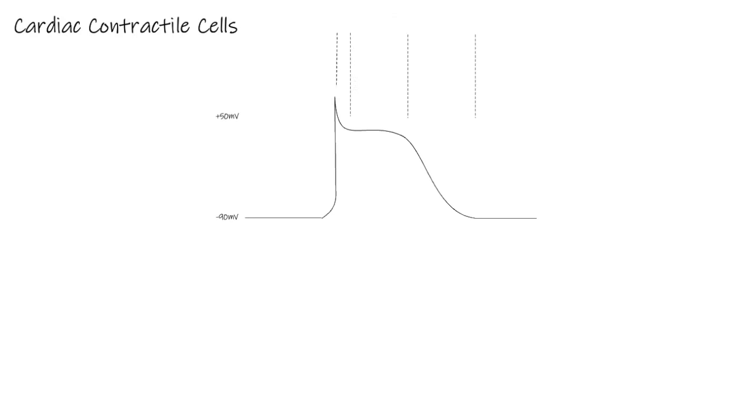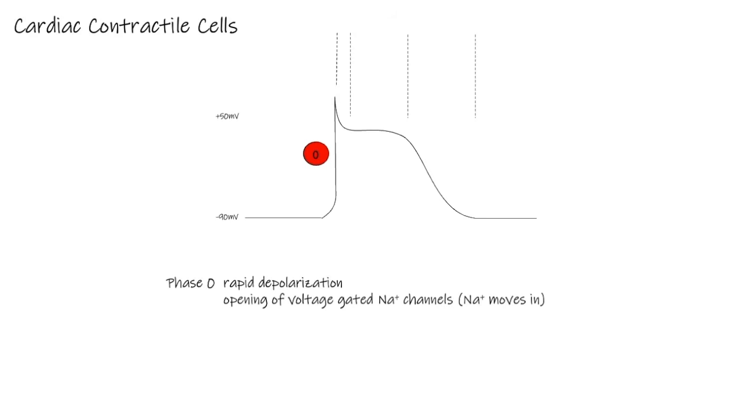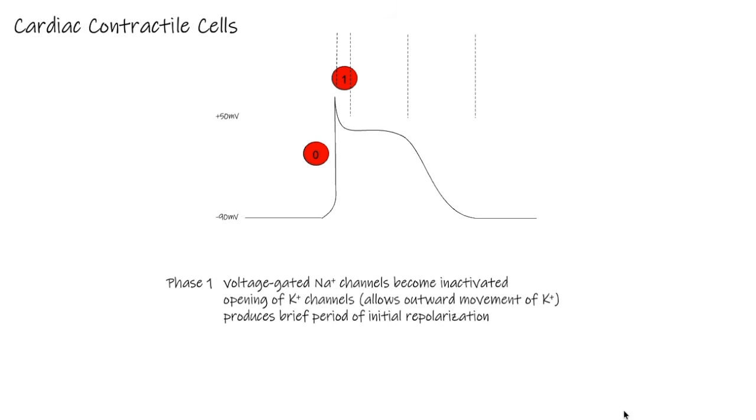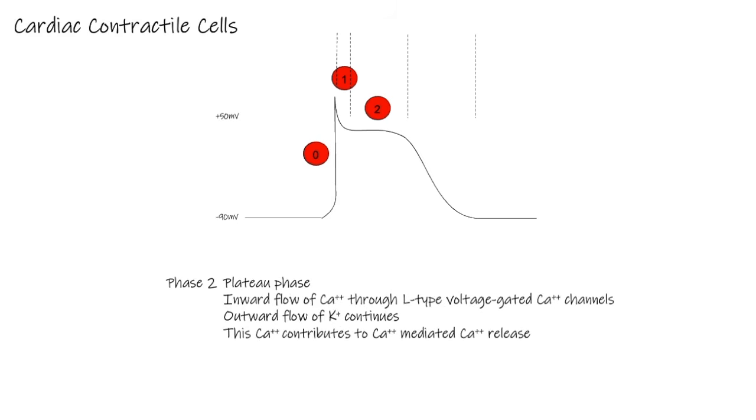Cardiac contractile cell action potentials are divided into several phases, numbered 0 through 4. Phase 0 is a rapid depolarization phase. Voltage-gated sodium channels are open, allowing sodium to rapidly enter the cell. This rapid influx of positive charge causes the membrane potential to rise very quickly. During phase 1, at the peak of the action potential, the sodium channels become inactivated. At the same time, potassium begins to move out of the cell. This produces a brief period of initial repolarization.